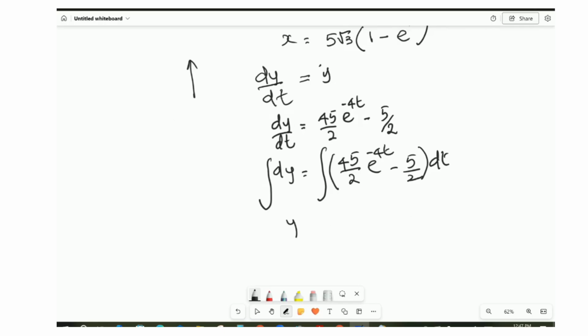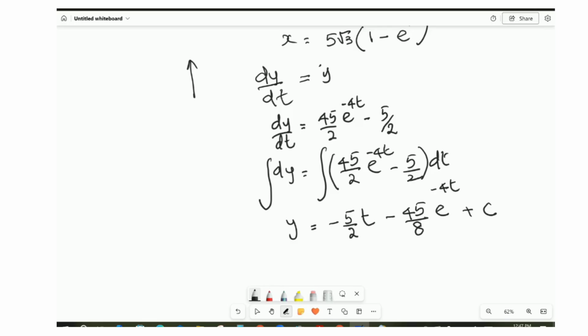Then this side is equal, y is equal to minus 5 over 2 t minus 45 divided by 8 e to the power minus 4t plus c, because minus 40 divided by minus 4 will become minus 45 divided by 8.